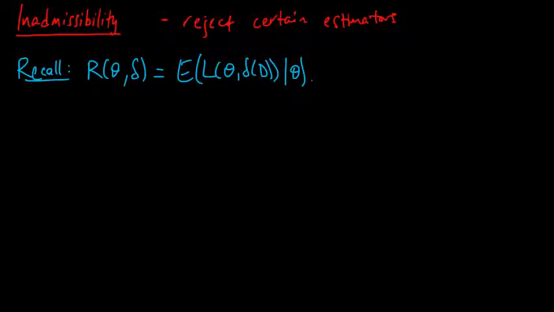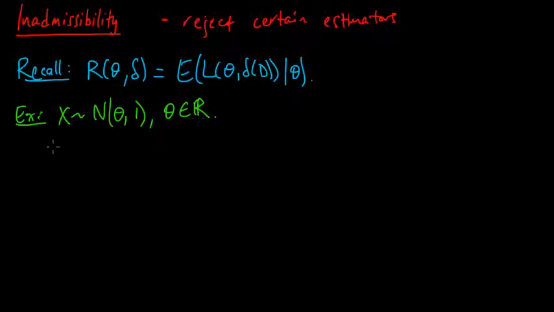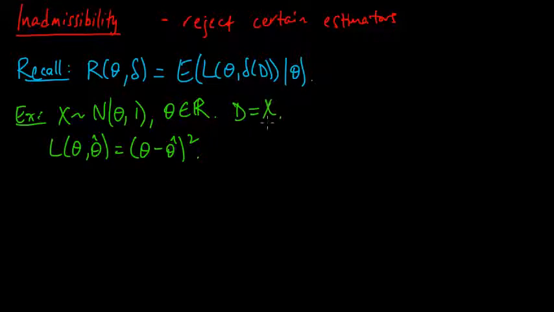And let's look at a little example here to introduce admissibility. First, before we define it, let's just motivate the definition. So we talked about a little example in one of the recent videos where we had a random variable x which was normally distributed with mean theta and variance 1. And let's take a look at the square loss, just (theta hat minus theta) squared. Let's say our data is just this single point x, so n equals 1.